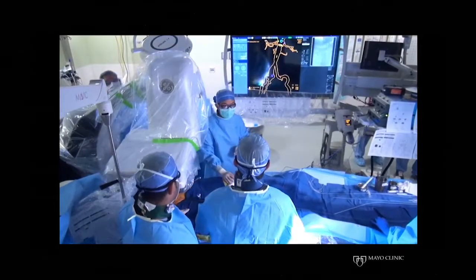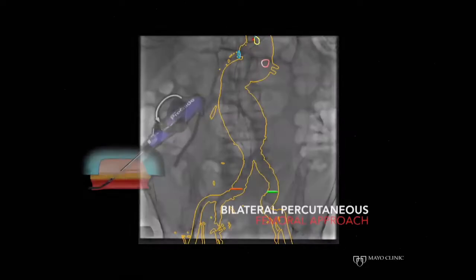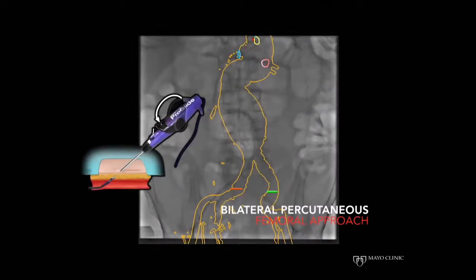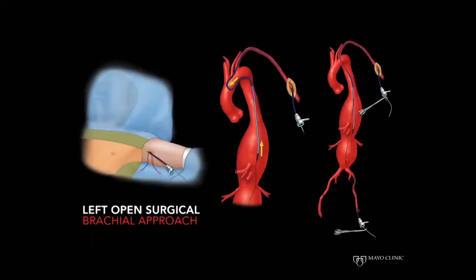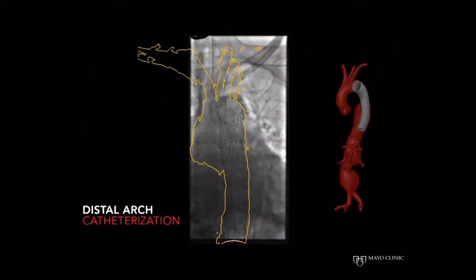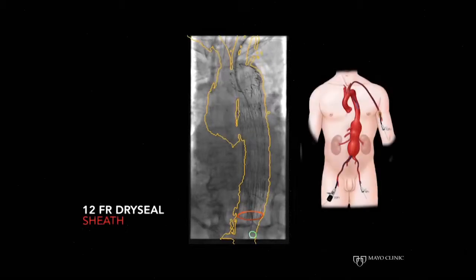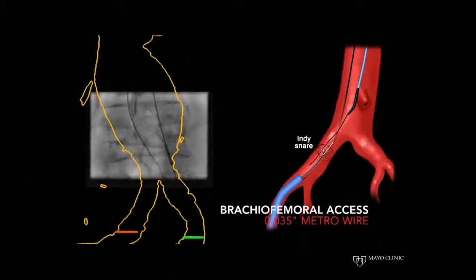This was done with a bilateral percutaneous transfemoral approach using the Perclose ProGlide technique. We also used exposure of the left upper brachial artery. Access is now established in the left brachial artery, and the descending thoracic aorta is selectively catheterized. Using an Amplatz wire, a 12-French sheath is advanced at once with a single pass to the descending thoracic aorta.